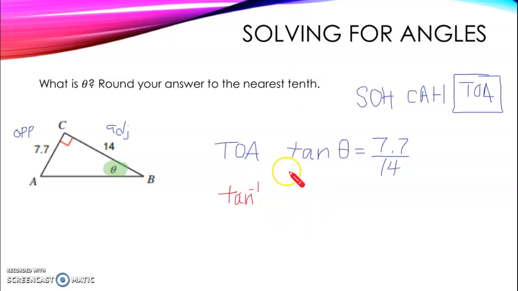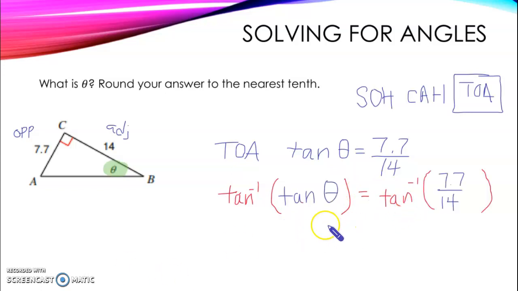So we're going to take inverse tangent of both sides of this equation here. So inverse tangent of the left side of the equation and inverse tangent of the right side of the equation. And this actually cancels the tangent on the left-hand side to leave us with just theta. Theta is going to be equal to inverse tangent of 7.7 over 14.